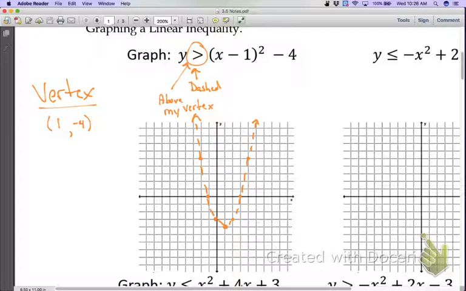All I'm going to do is find any value. It's just going to go everything inside of my parabola, because it's above that point.